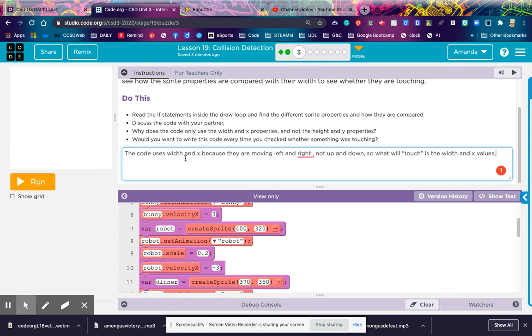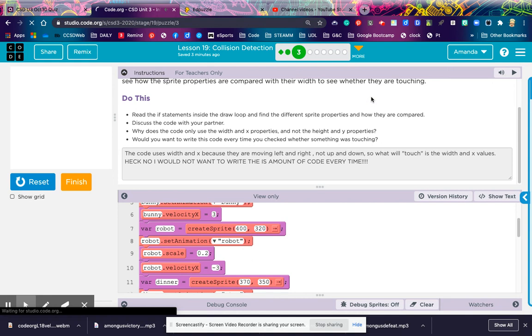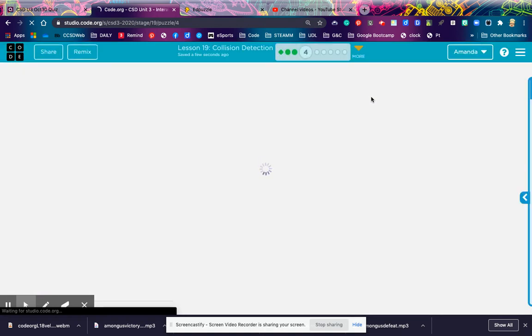Would you want to write this code? Heck no, I would not want to write this amount of code every time. All right, so let's see what's happening here. Run. Come together. Bam, they stop. Okay, so let's move on. I'm hoping, fingers crossed, that we don't have to write that amount of code every time. That's a lot of code.